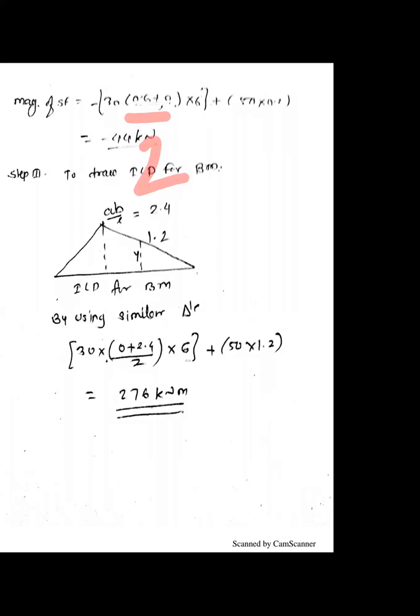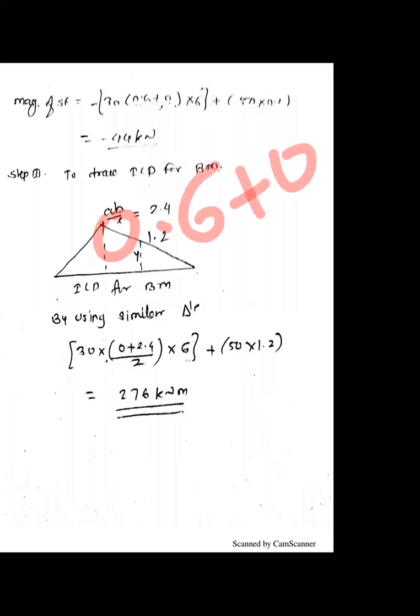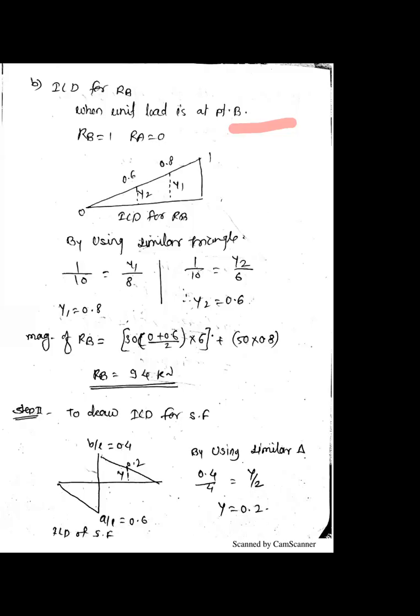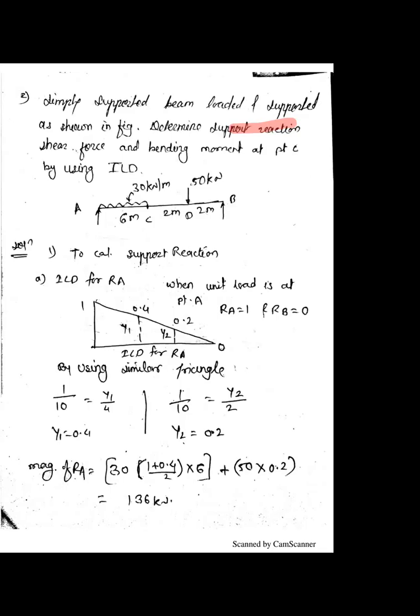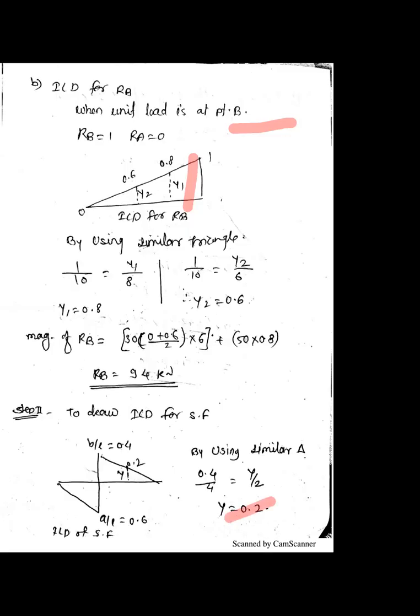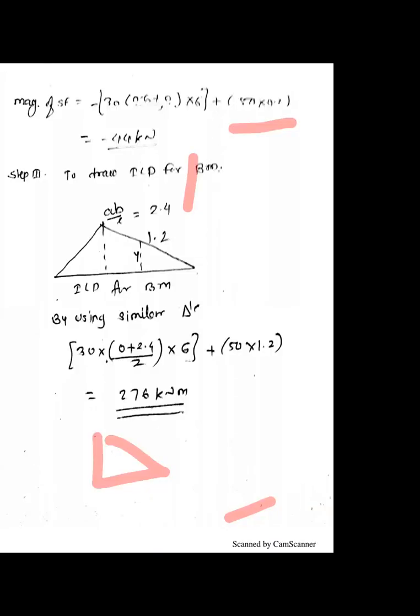See here, divided by 2 is missing. So here is 0.6 plus 0 divided by 2, into the length of UDL, which is 6. Now this is 50 into this portion, 50 into 0.2. This is 50 into 0.2. Okay. 50 into 0.2 is in the plus portion. That's why we are taking a plus sign here. After calculating, we get the magnitude of shear force.